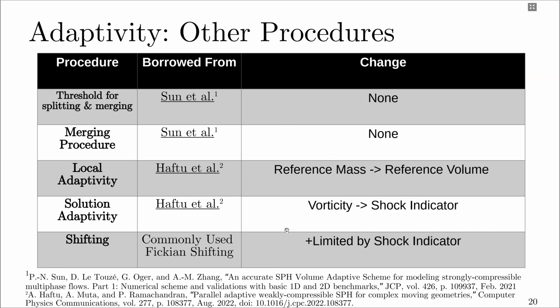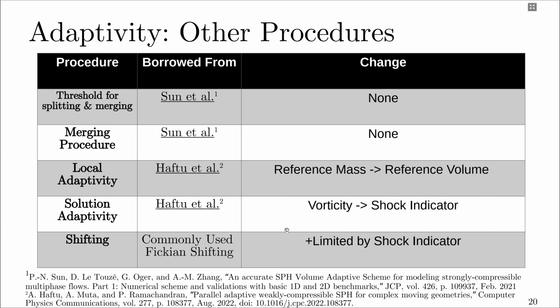So how the splitting and merging works is we assign each particle a reference volume, and when the volume of the particle goes above 1.6 times the reference volume, we split the particle. When it is below 0.6 times the reference volume, it starts looking for a merge partner. So that's the threshold for splitting and merging. It's borrowed from Sun et al. without any change. The merging procedure is similarly borrowed from this paper without any change.